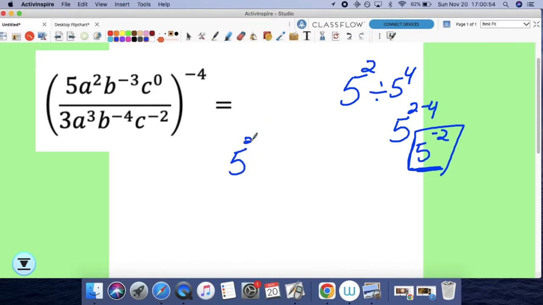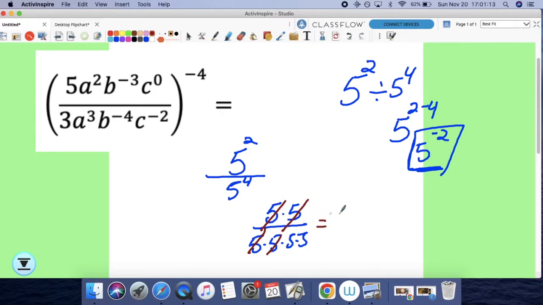5 to the second over 5 to the fourth. Let's expand it out. So on the top, I have 5 times 5. At the bottom now I have 5 times 5 times 5 times 5. If we simplify this, these two become 1, these two become 1. So now I'm ready to simplify. On the top I only write 1. I'm left with 1, and at the bottom it's 5 times 5, which is 25. So this and these are the same. So we know now that 5 to the negative second power is 1 over 25.